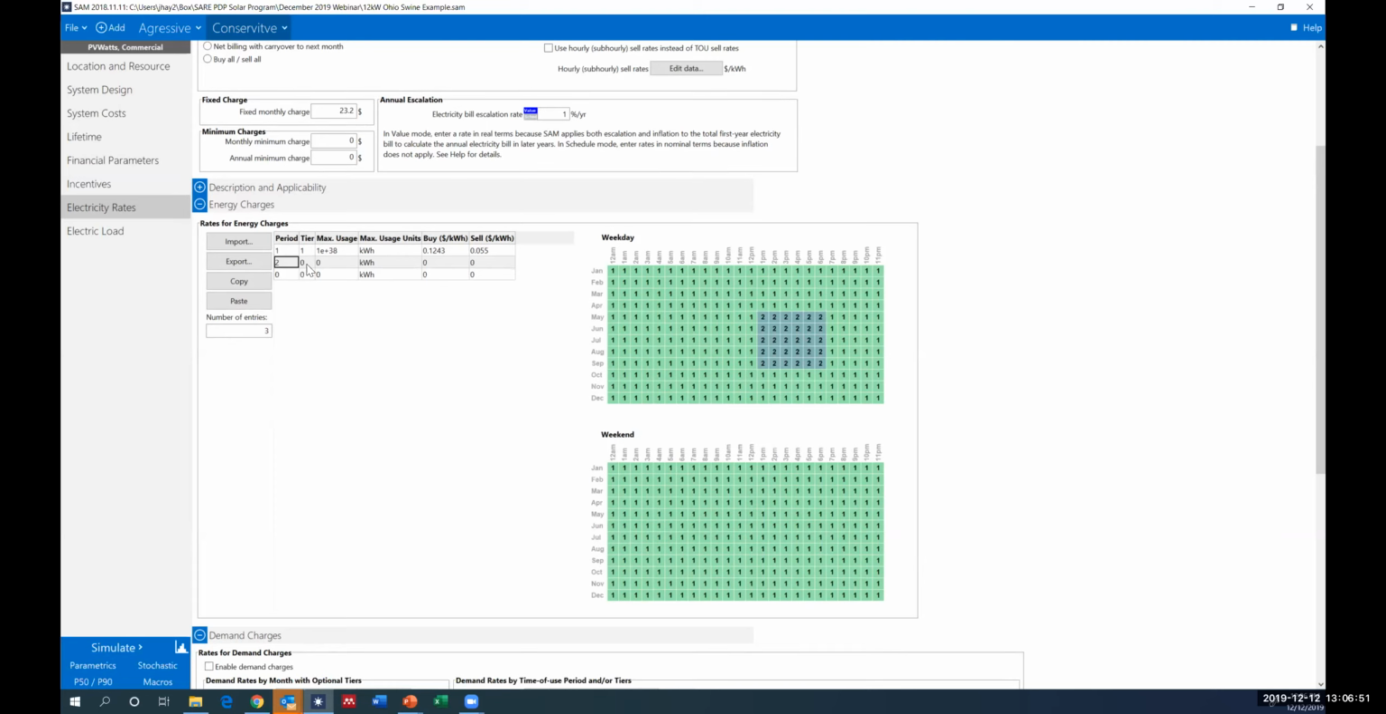And maybe there's 1 tier during that. It's for all the electricity, and that is all worth 18 cents. It's much more expensive. My sell rate is 0.055 during that same time, something like that. And what we have then is a time of use.